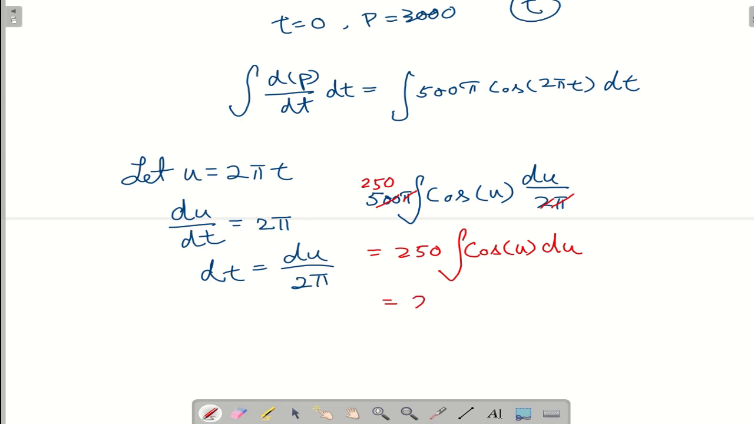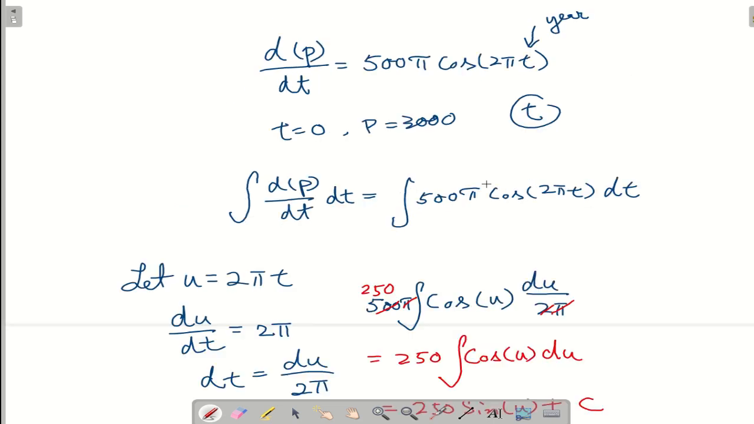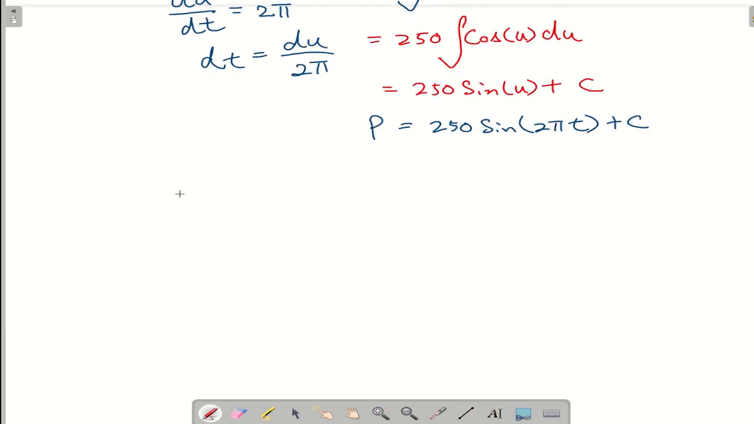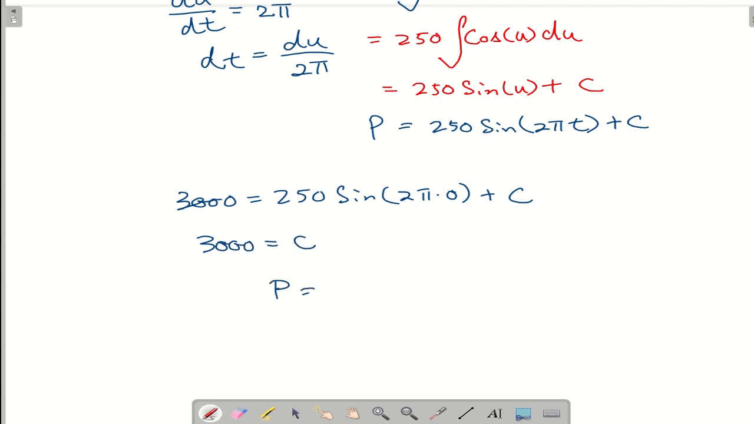So we have 250. The integral of cosine is sine u plus c. And then the solution is 250 sine of, what is u? u is 2 pi t, right? 250 sine 2 pi t plus c. So how to calculate the value of c? When the time is 0, the population is 3000. We substitute into this equation. So 3000 is equal to 250 sine of 2 pi multiplied by 0, plus c. 2 pi times 0 is 0. So we have 3000 equal to c. So the general solution should be 250 sine 2 pi t plus 3000.